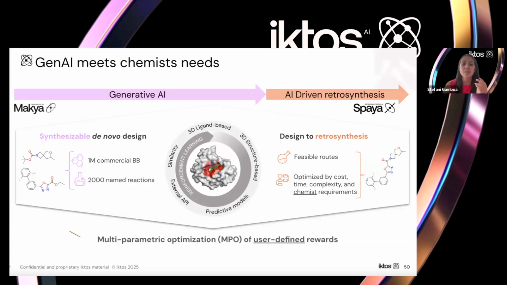So I want to also insist once again that this is a user-defined part, the multi-parametric optimization of the reward function. Because at Iktos, we strongly believe that AI will not replace chemists. Human expertise is essential to define your project's requirements, to choose a strong setup, and eventually to select interesting results for further analysis. So finally, our AI-driven retrosynthesis software helps chemists to prioritize those molecules with feasible routes that fit the requirements set by the med chemist or synthetic chemist, optimizing cost, time, and complexity.